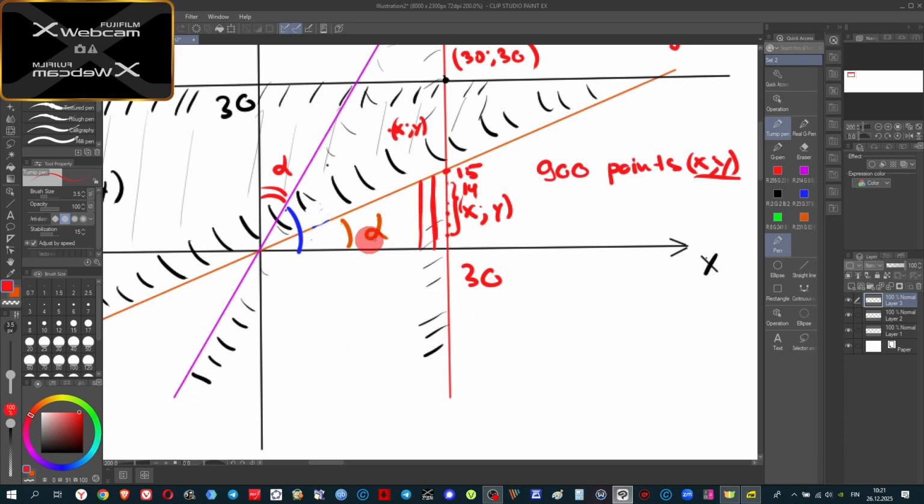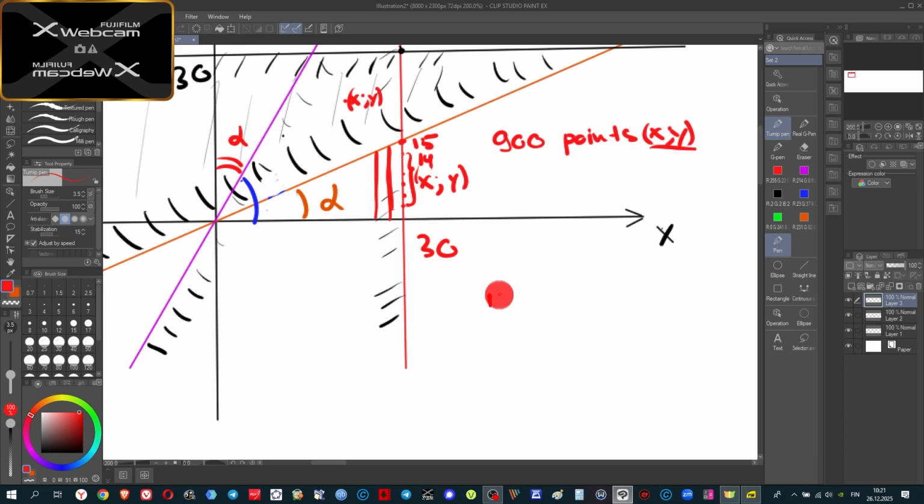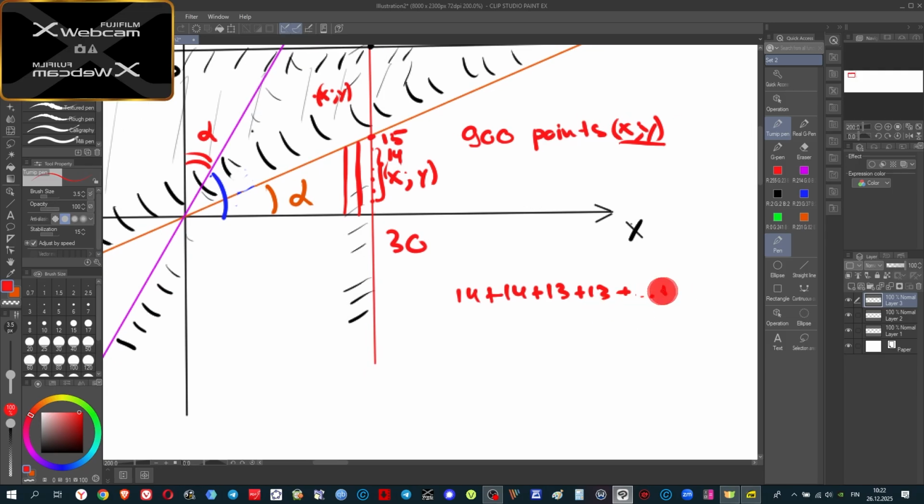So the sum of points with integer coordinates, the total number will be 14 plus 14 plus 13 plus 13. We are looking at the points x, y that are exactly inside this triangle, right? The points that are on this line, on this hypotenuse, are already the points that belong to this quadrilateral. They work for us. So we are looking at everything that is inside our triangle, and eventually it turns out to be the sum 1 plus 1 plus 1.